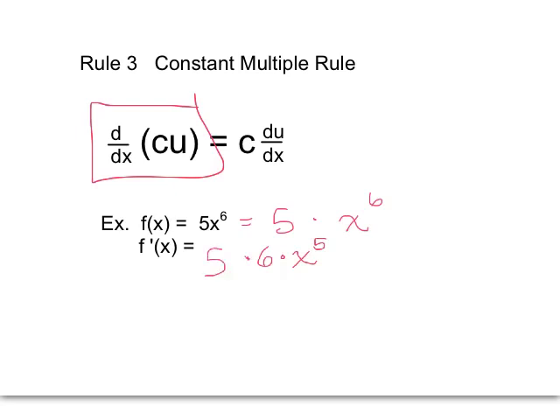The c, hopefully you see the c is still there in the derivative. So we take 5 times 6, and eventually you just do all this in your head. 30x to the 5th. So to take the derivative of this, I would just say, hey, you're going to throw the 6 out front. 6 times 5 is 30. The base stays the same. Reduce the exponent by 1. Very easy.